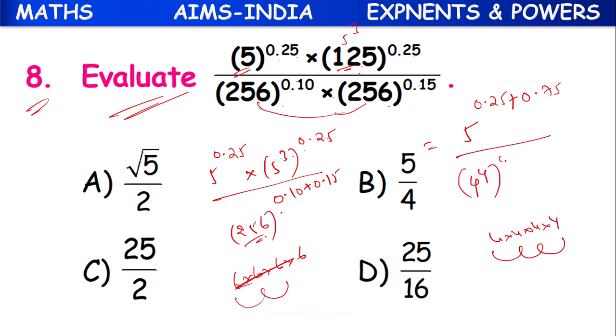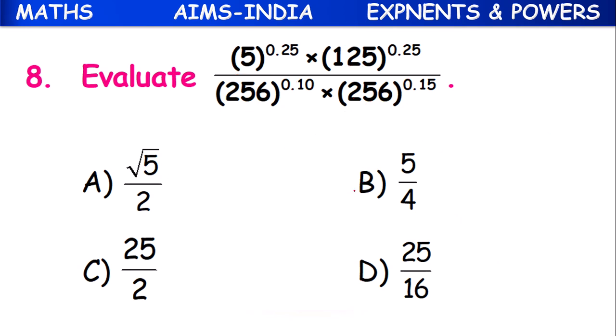of 0.10 plus 0.15, which is equal to 0.25. 0.25 plus 0.75 equals 1. Equals 5 power 1 by 4 into 0.25, 1. 5 power 1 by 4 power 1, which is equal to 5 by 4. So option B is the correct answer.